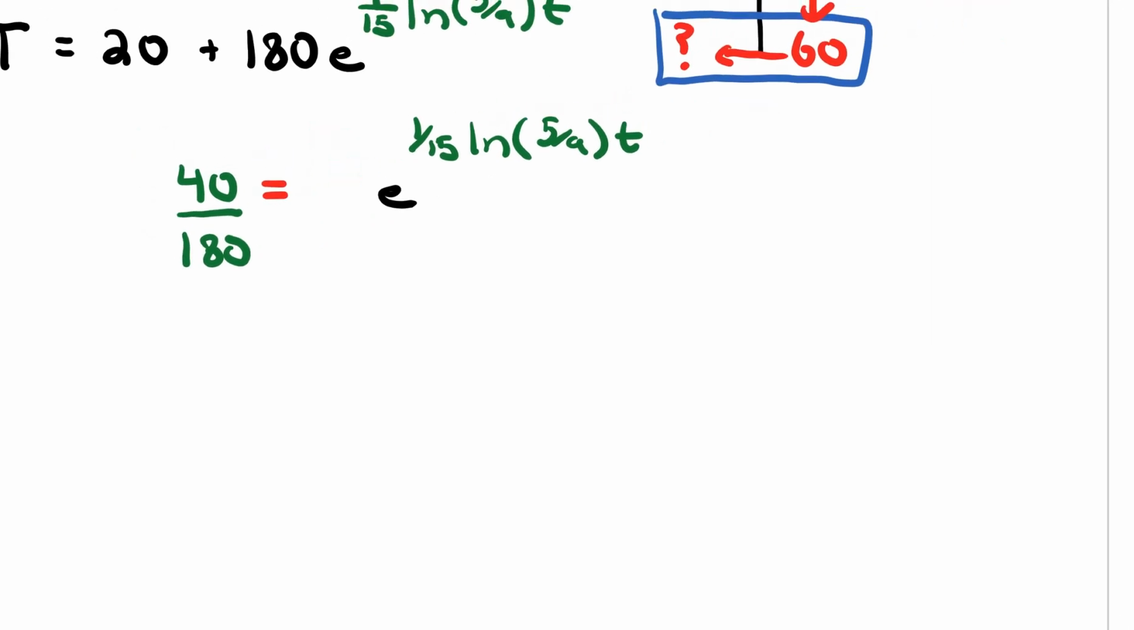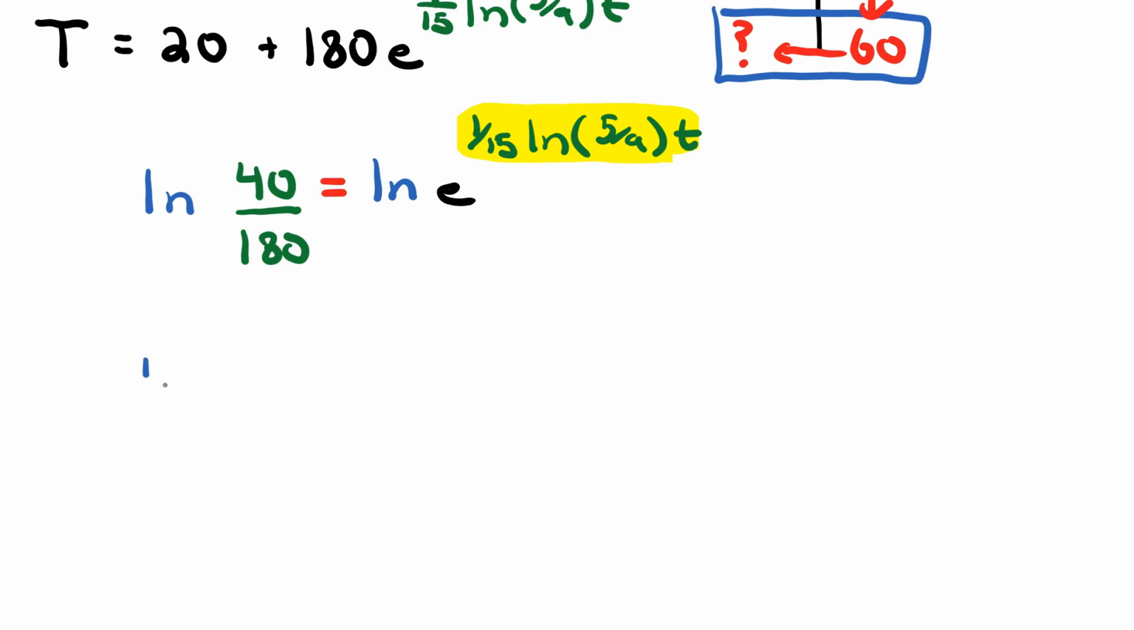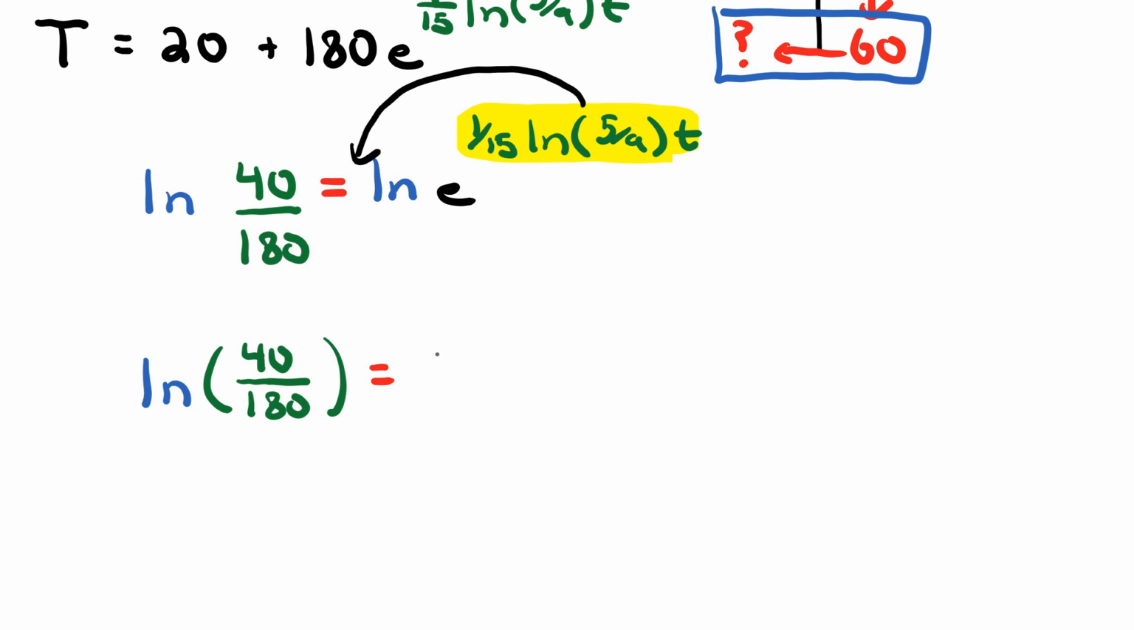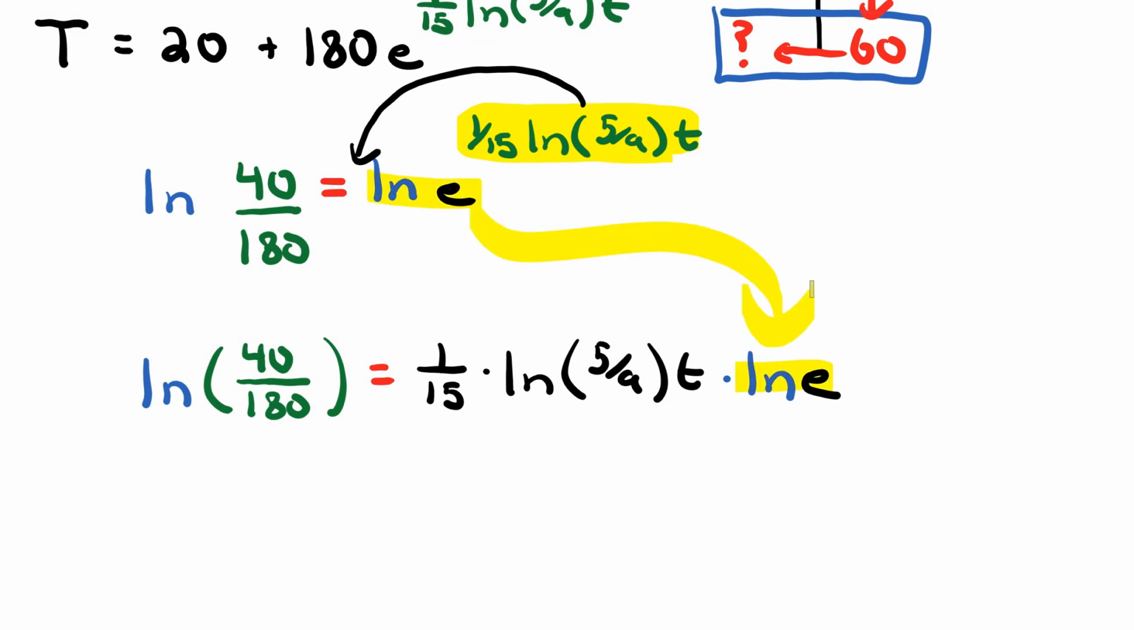In order to bring this expression down, I need to ln both sides. So I ln this side and I ln that side. Now I'll write a new line here: ln of bracket 40 over 180 equals, and just as mentioned in the previous step, I'm going to soccer kick that to the front. So 1 over 15 times ln of bracket 5 over 9 t, and then I multiply that by ln of e. I've said this a few times already, but ln e becomes 1, so I can just erase this, and I have that now.